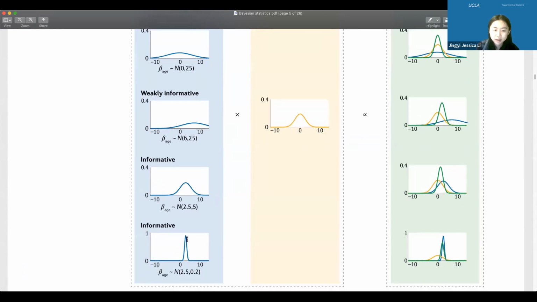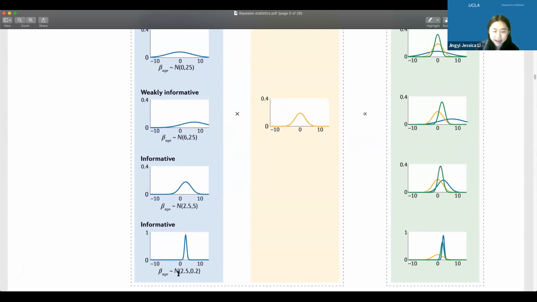Then we couple this likelihood with different priors with different levels of informativeness. You can see this is beta age following a prior with mean 2.5 and standard deviation 0.2. So it's a very narrow prior distribution, and we say this is very informative because it gives us the information that the beta age parameter is likely to take the value 2.5. It's very concentrated on 2.5. Together, this prior and this likelihood give me this posterior, the green curve.